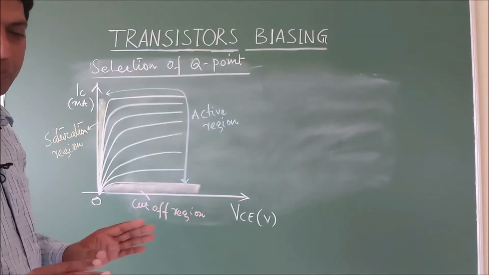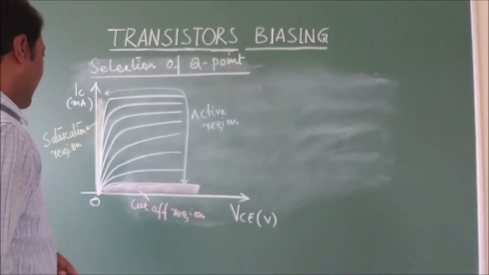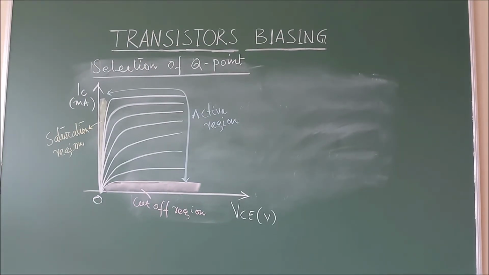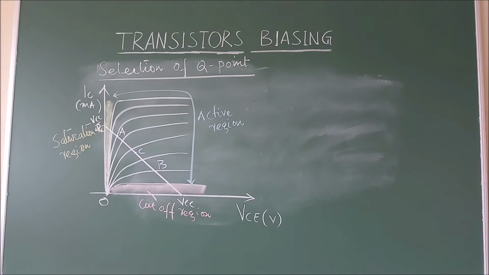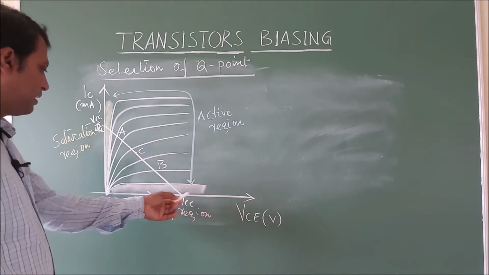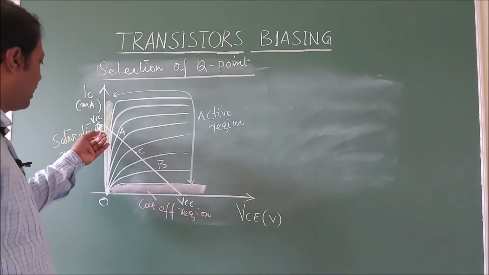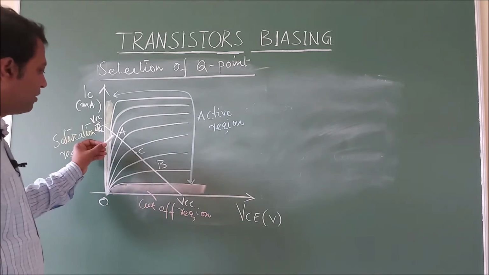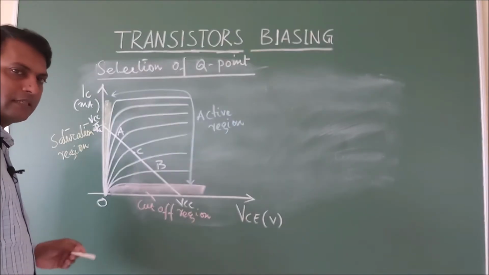So first we will draw the load line. This one is the load line. It intersects the VC axis at VCC and the IC axis at VCC by RC. There are 3 points: A, B and C.